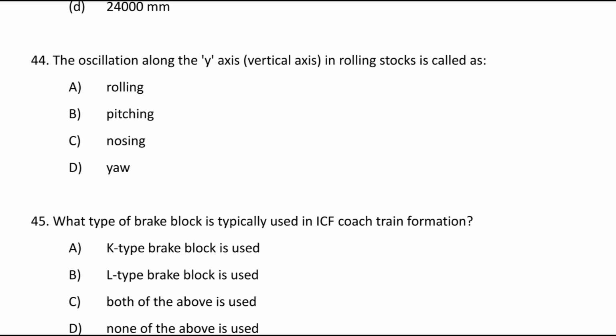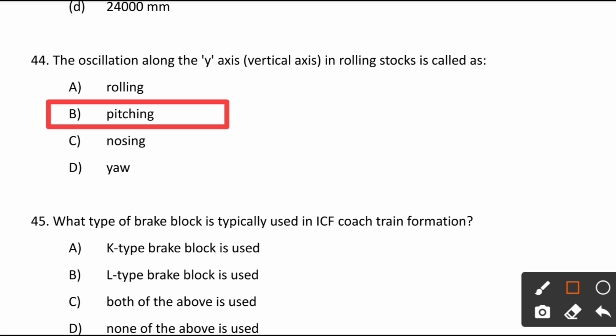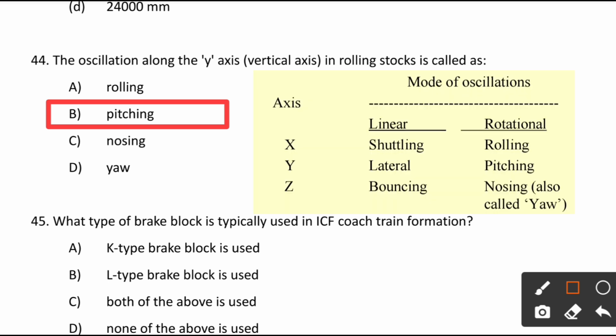44. The oscillation along the y-axis vertical axis in rolling stocks is called as A. Rolling. B. Pitching. C. Nosing. D. Yaw. In this question, the correct answer is B. Pitching. Please remember all of this and you can take a screenshot. This is a VVI question.